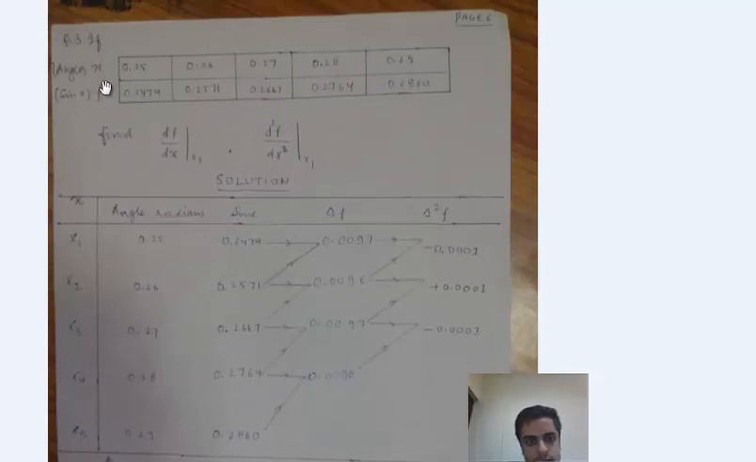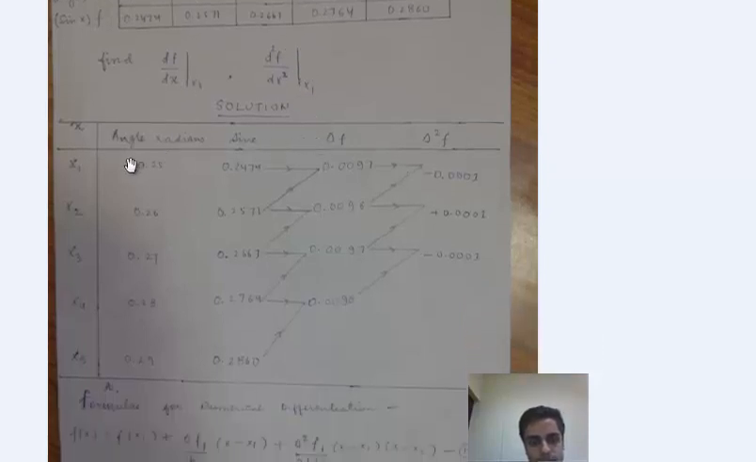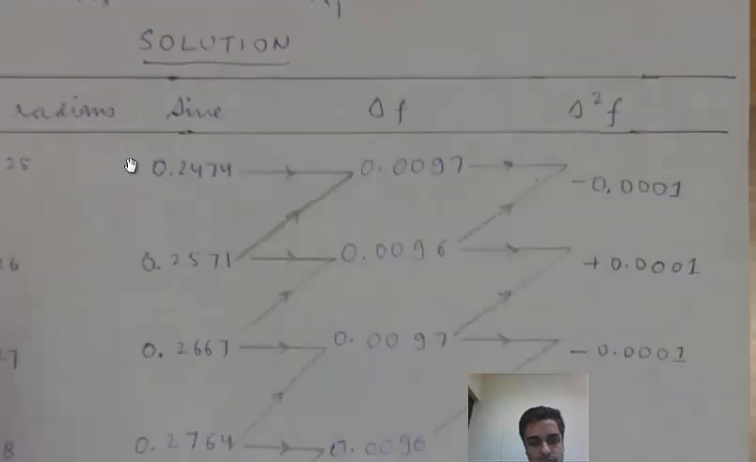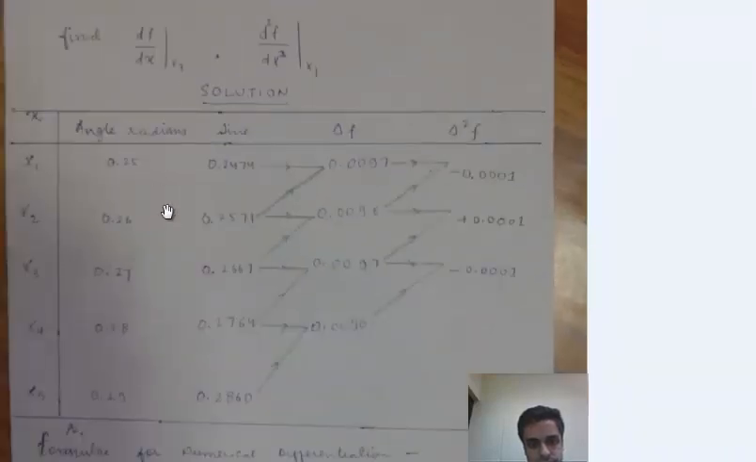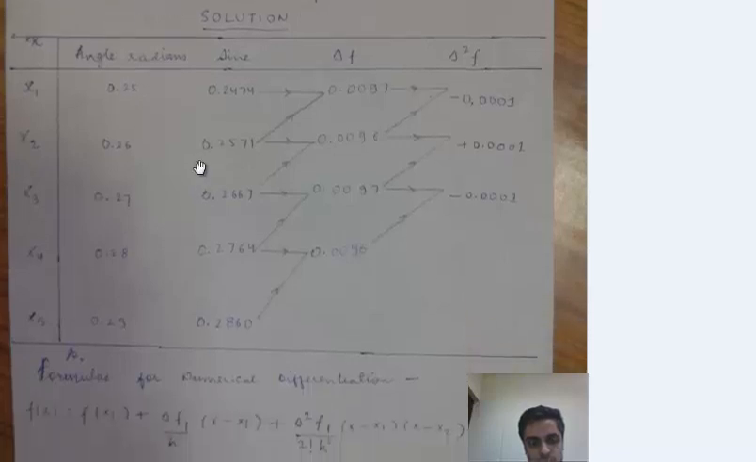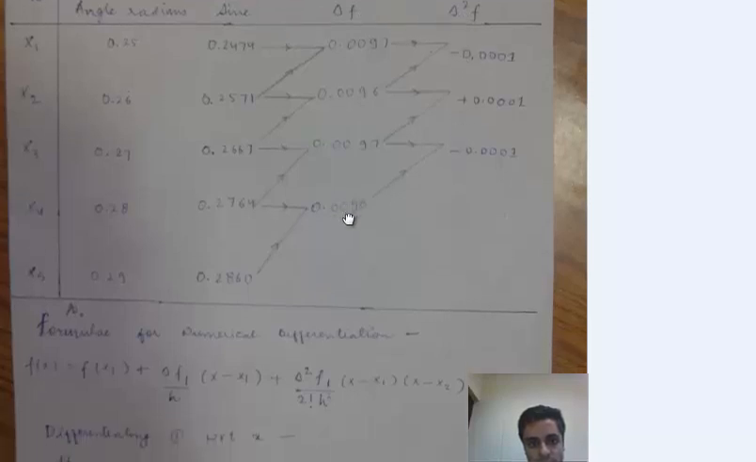Now the third question, in which we have been given the value of x, that is angle, and the corresponding value of sine at that particular angle. We have to find df by dx at x3 and d square f upon dx square at x1. Again we have to make a difference table, and we will evaluate the values of delta f and delta square f in the difference table and complete our table.